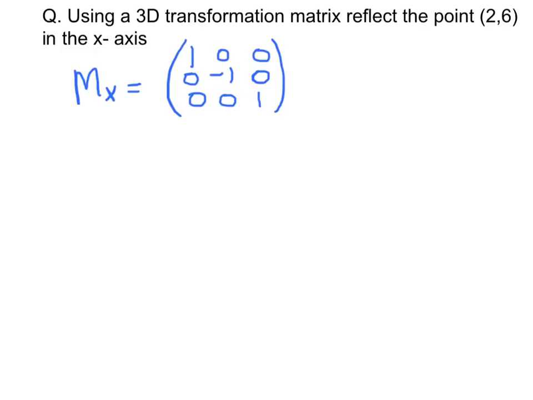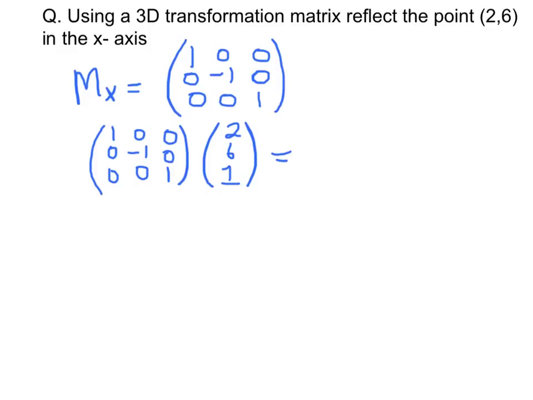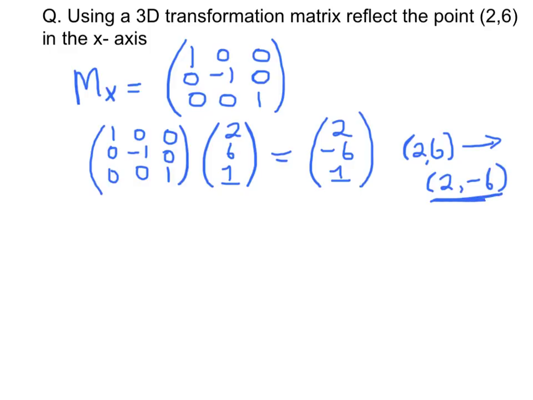Okay then, the solution turns out to be a multiplication of this reflection matrix, 1, 0, 0, 0, minus 1, 0, 0, 0, 1, with the point you want to reflect written as a 3D vector. So 2, 6, 1. Now you just do the multiplication, and what you'll discover is it's 1 by 2, which is 2, and the other two values are 0. 0 by 2 minus 1 by 6 is minus 6, and this turns out to be a 1. So the solution is that 2, 6 started off as 2, 6, and once you reflect it, the answer is 2, minus 6.